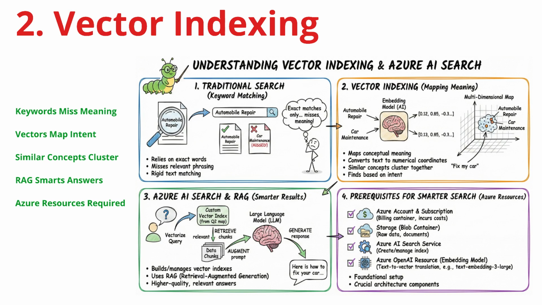Azure AI Search uses these sophisticated indexes to perform RAG, or Retrieval Augmented Generation. It retrieves the most relevant chunks of data and uses them to augment a prompt sent to a large language model, generating much higher quality responses. Before connecting this to Copilot Studio, you need several foundational Azure resources in place: an account for billing, storage for your raw documents, the search service engine itself, and an Azure OpenAI embedding model to handle the translation into vectors.